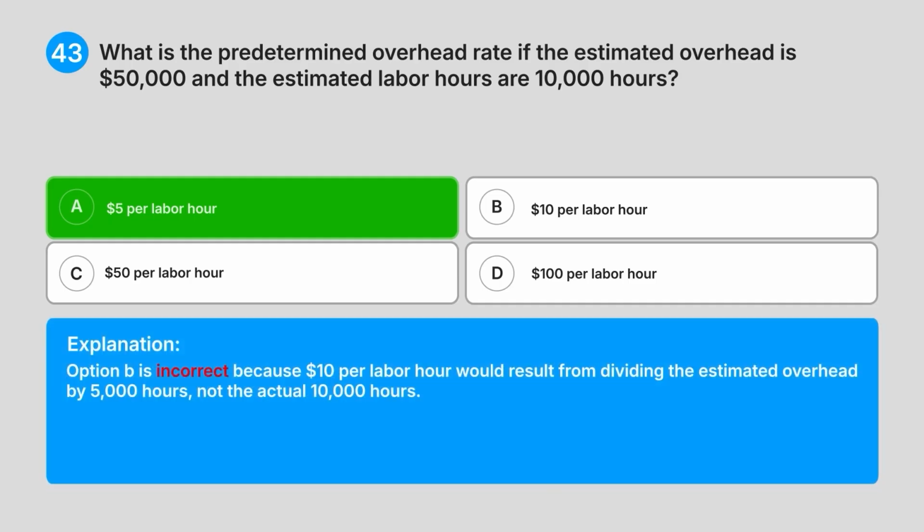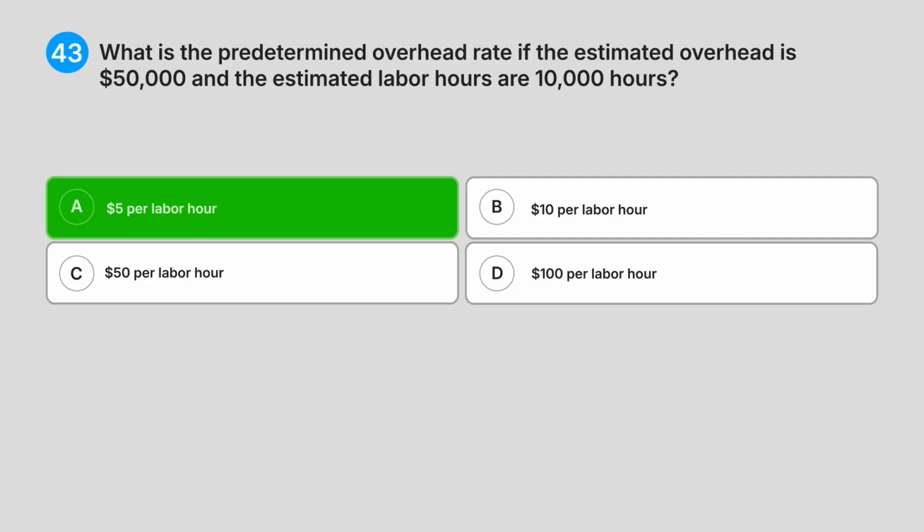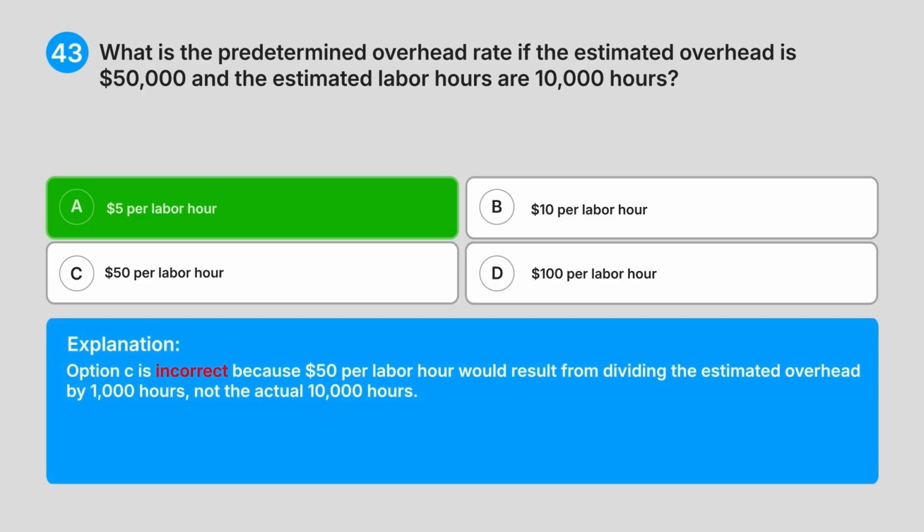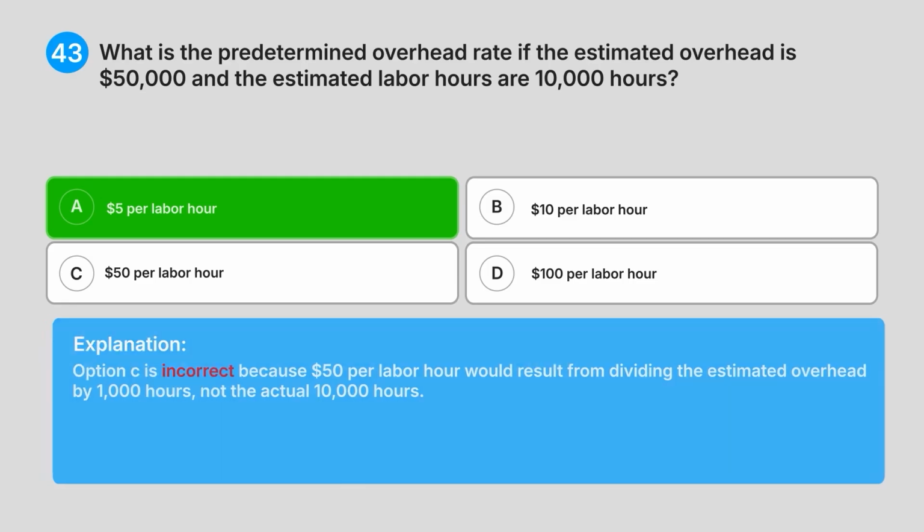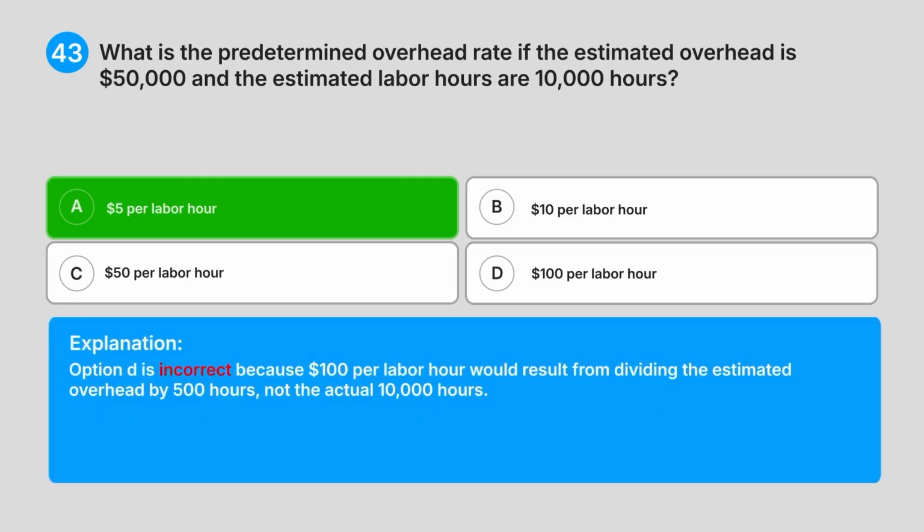Option B is incorrect because USD 10 per labour hour would result from dividing the estimated overhead by 5,000 hours, not the actual 10,000 hours. Option C is incorrect because USD 50 per labour hour would result from dividing the estimated overhead by 1,000 hours, not the actual 10,000 hours. Option D is incorrect because USD 100 per labour hour would result from dividing the estimated overhead by 500 hours, not the actual 10,000 hours.